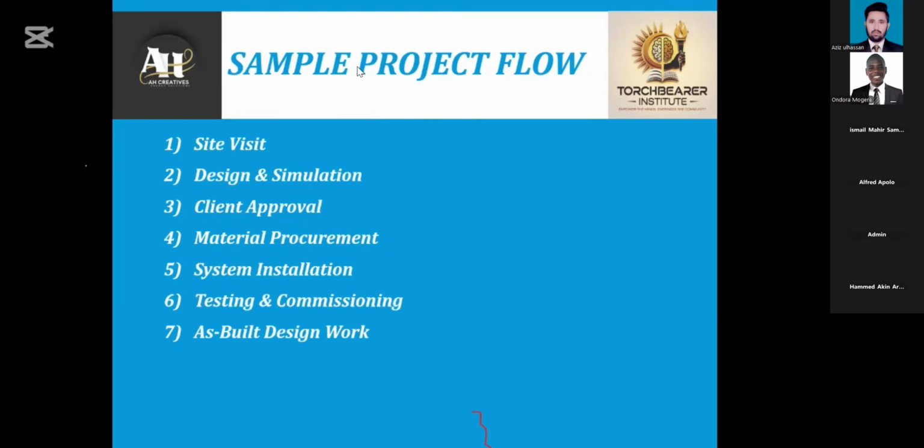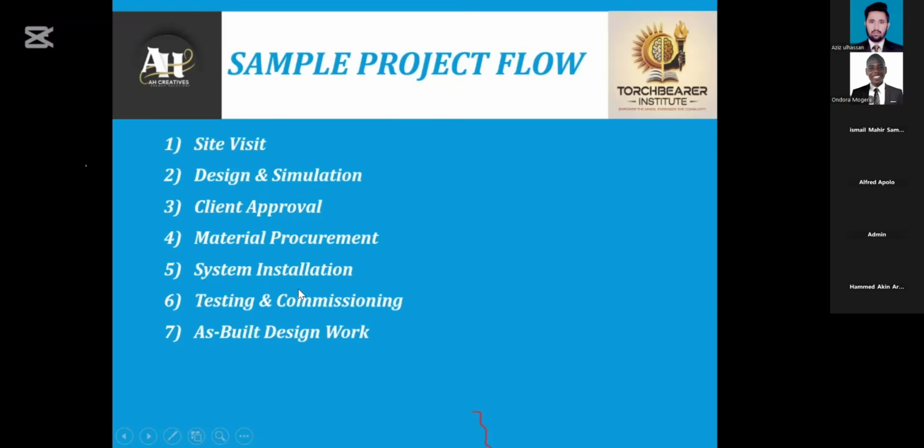Okay, so a sample project flow is that from a site visit, you do a design and simulation. After doing the design and simulation, you present it to the client, and then the client approves the project. After he has approved the project, you do material procurement, and then after that you do system installation.